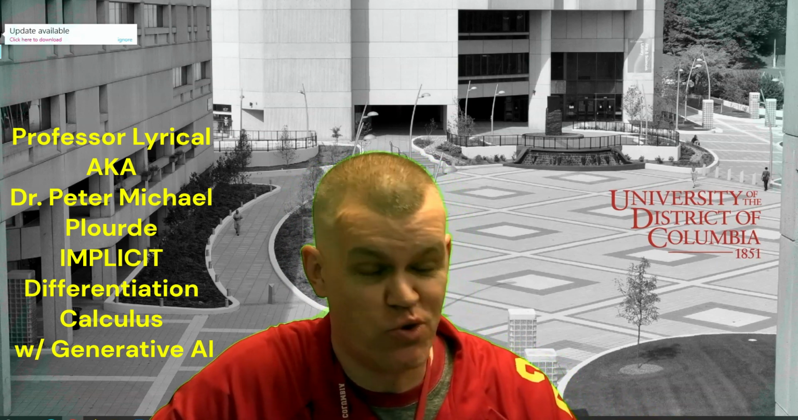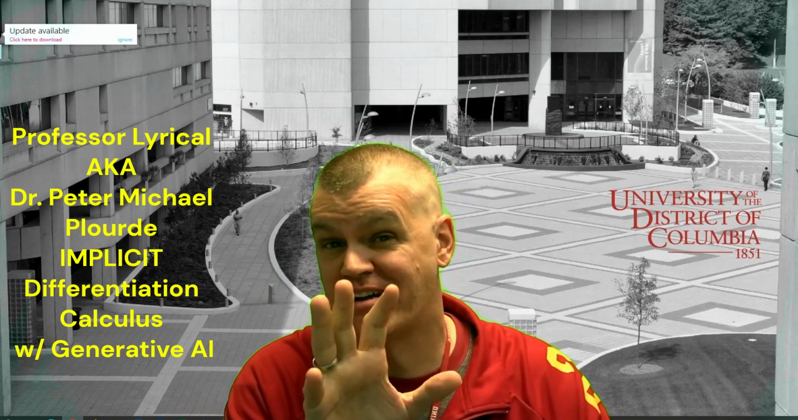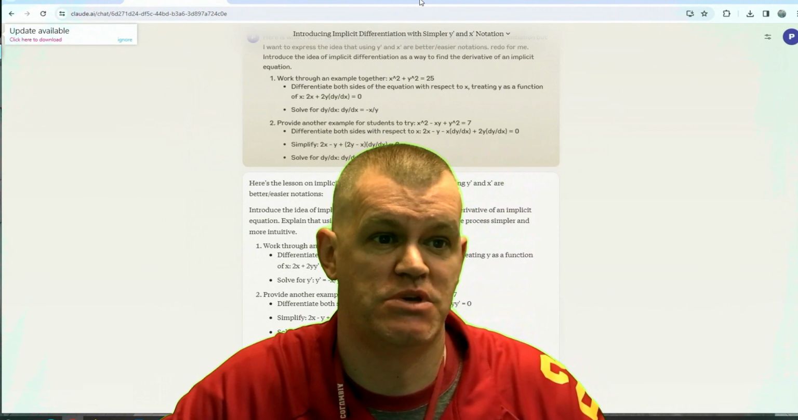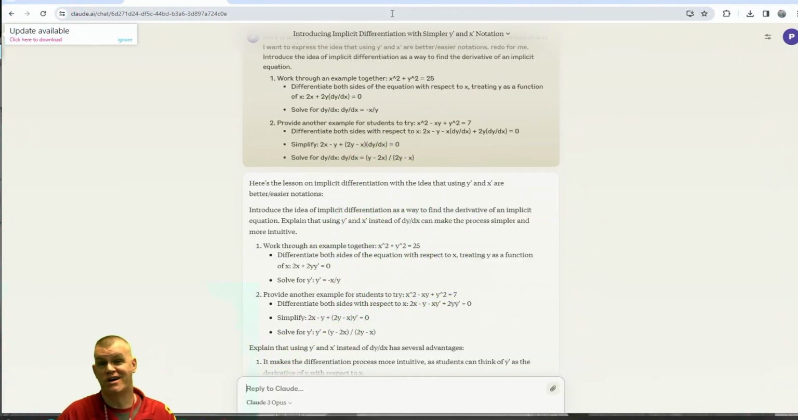I want to show you how you can use ChatGPT. This is really whether you're a faculty member or a student, right? So I'm going to put this over here. This is me using ChatGPT, but it's also how you can have an easier time solving a calculus problem, especially in this case, implicit differentiation. It's just an easier way to conceptualize.